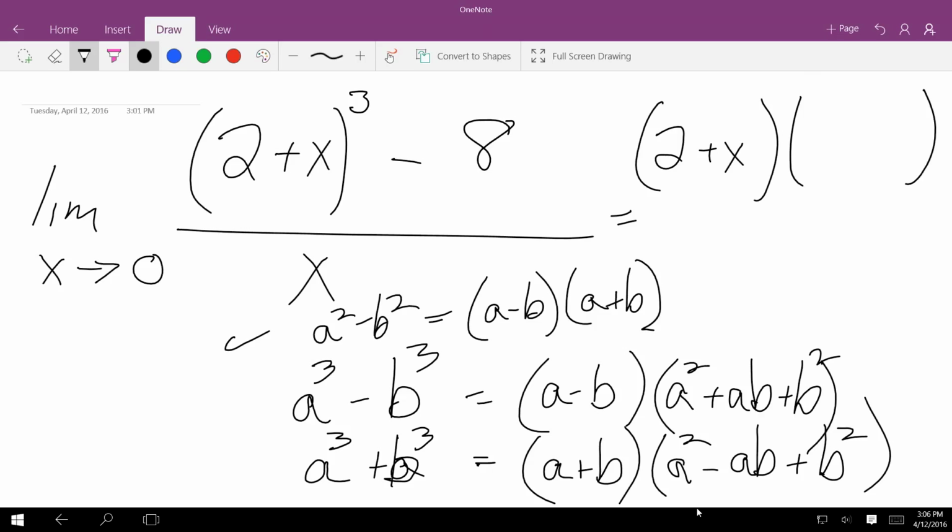And the rest of it is a squared, not sure this is going to be easier now that I think about it, plus 2, because b is 2. So a is 2 plus x, plus 4.